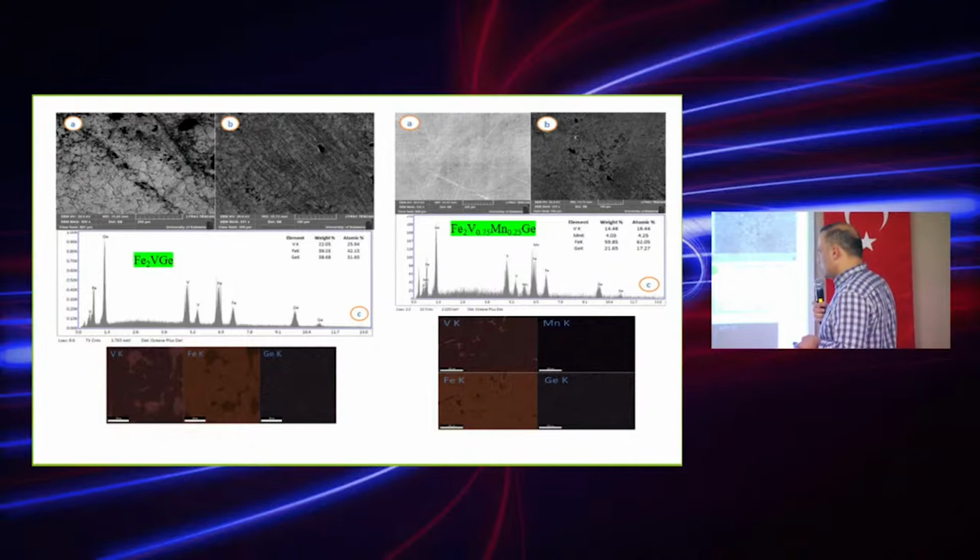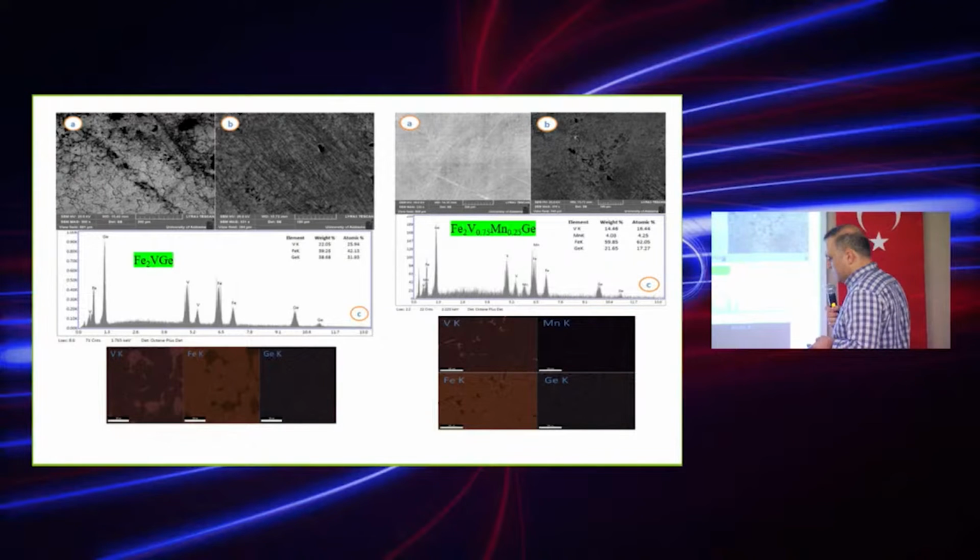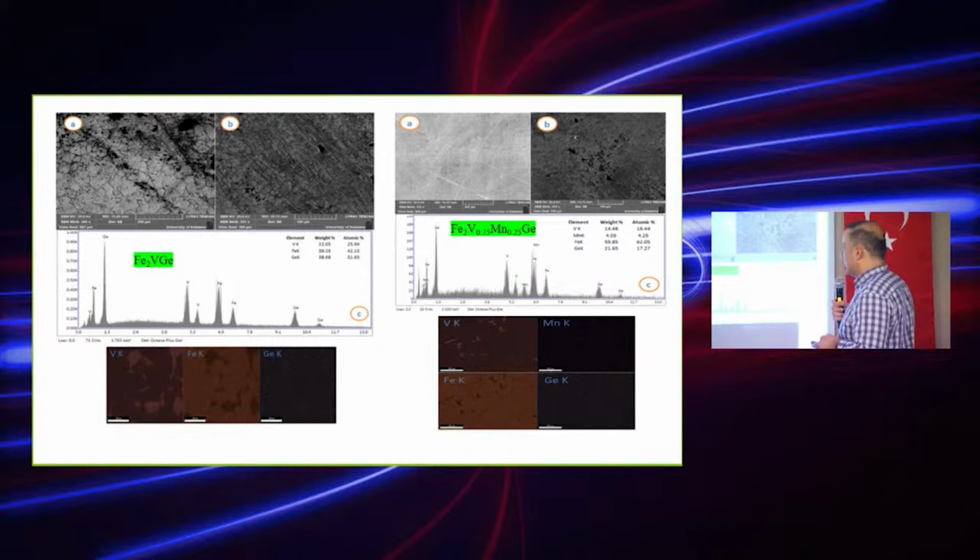Here, we have to understand first of all the stoichiometry of the materials. Therefore, we got some EDAX and the SEM pictures. The surface is a little bit cracky. There is some porosity on the surface. This is because of the polishing of the surface.